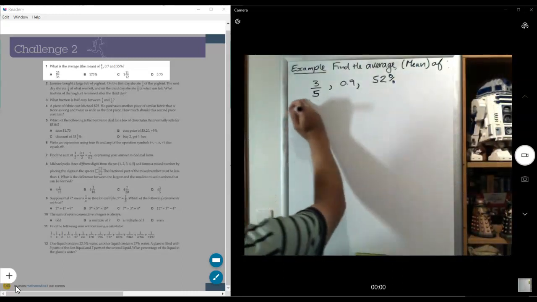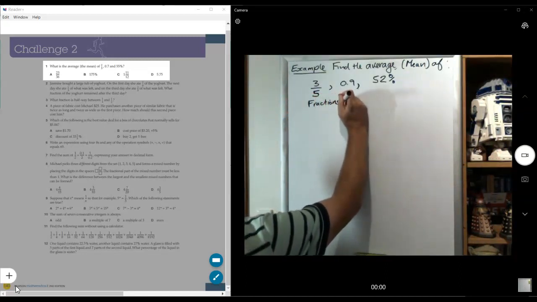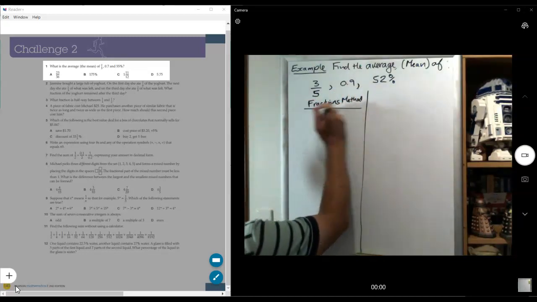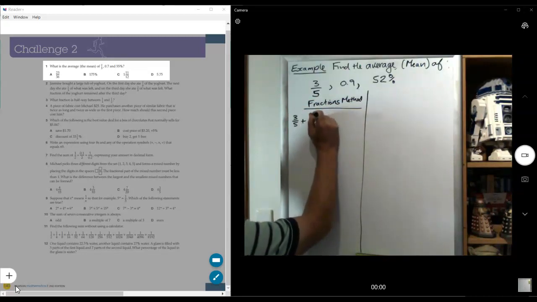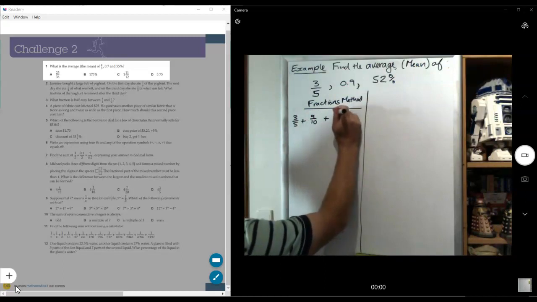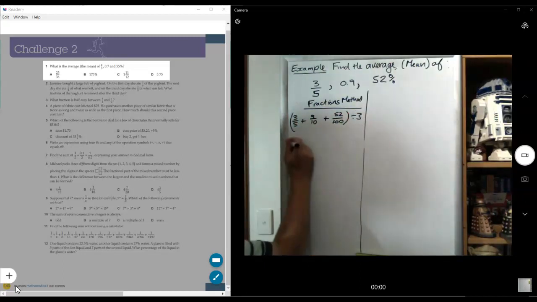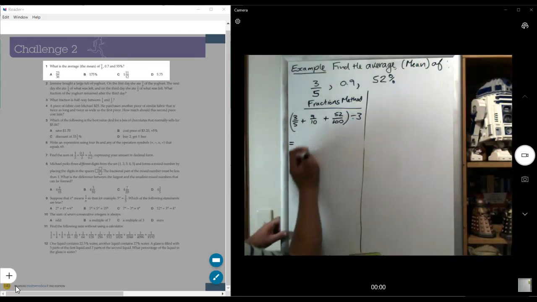So let's do a fractions method first. I'll divide up the board. So for that, we've got 3/5 plus 9/10, plus 52 over 100. You should be good at converting these, and then we're going to divide them by 3. That will be the mean when we do that. Now, we're not going to use a calculator for this. You can use a calculator, but I want to show you that we could do this without.